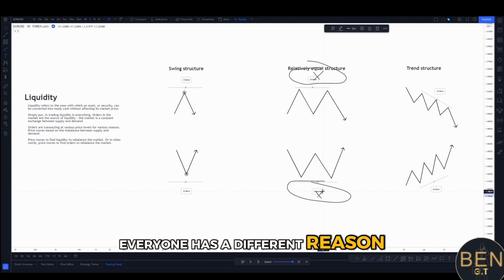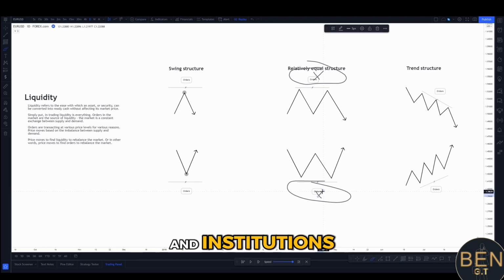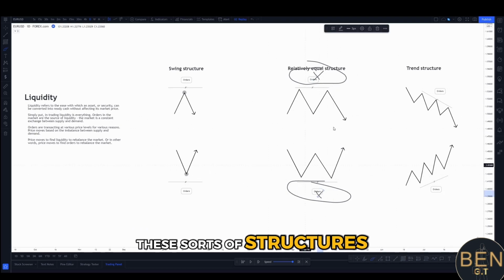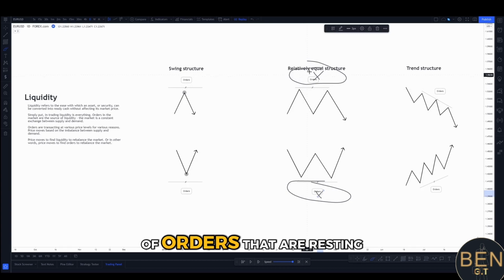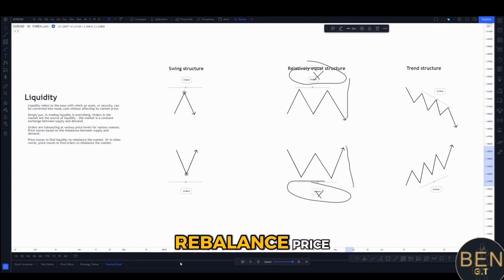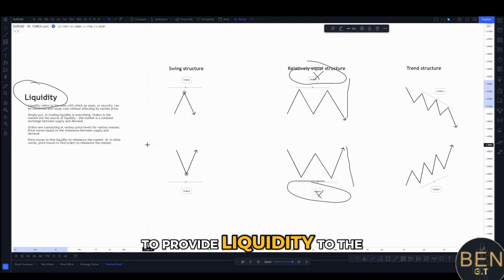Everyone has a different reason for buying price. It might be large funds and institutions. It might be small retail traders such as us. It might be algorithms that are simply just offering buying and selling at different price points. But all we need to understand, when we see these sorts of structures, is that there's just a large collection of orders that are resting here, and that price is more than likely going to be gravitated to these areas. Why? Because it needs to rebalance price to provide liquidity to the markets.